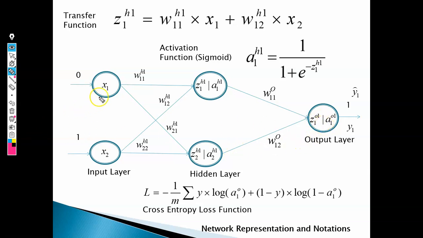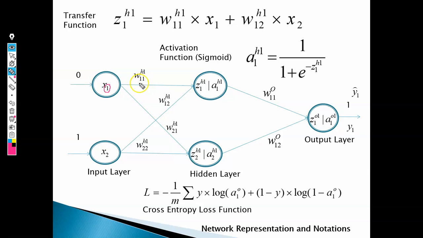Usually the inputs are represented by x. In most of the papers and literature, inputs are represented by x and outputs are represented by y. If you have n number of inputs, they are represented as x1, x2, x3, up to xn. These are represented as subscripts.